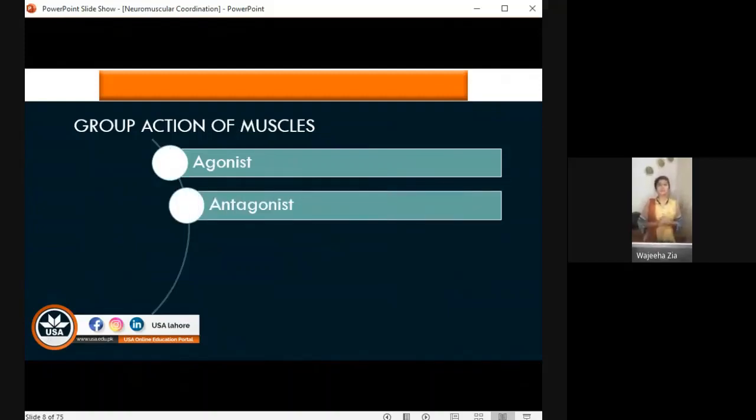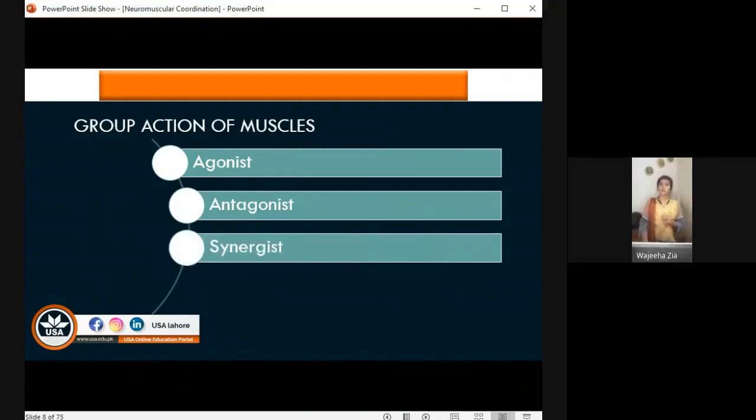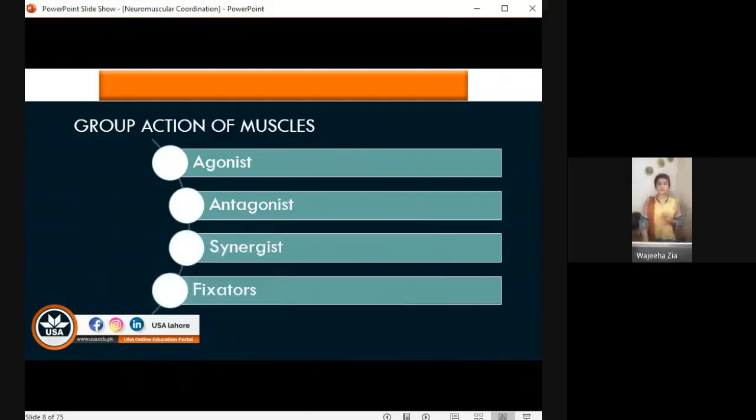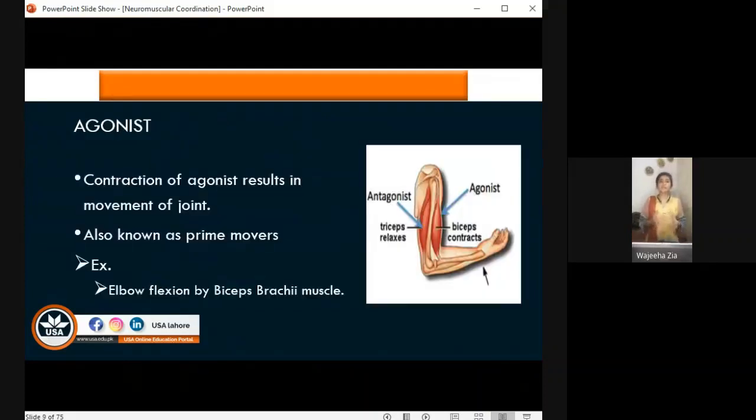The first one is the agonist. The second one is the antagonist, then the synergist, and the third one is the fixators. I will go through each type of these muscles one by one. Agonists are also known as the prime movers. Prime movers are those muscles which are responsible for producing a specific movement at a joint.